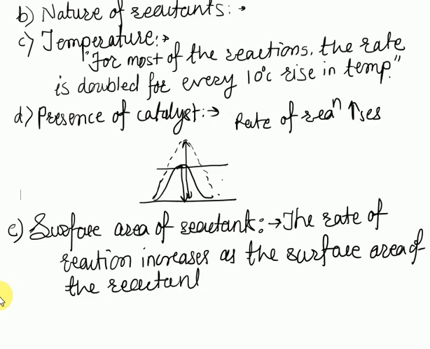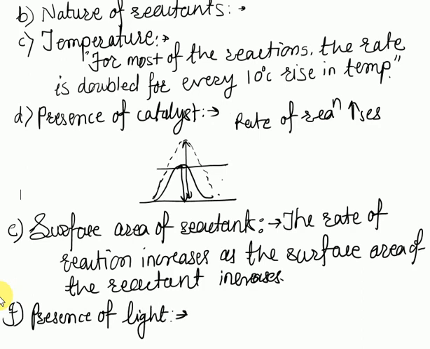And the last factor, but important, is the presence of light. The reaction rate normally becomes faster in the presence of light. Light gives the necessary activation energy for the starting of the reaction. So the presence of light increases the rate of reaction, but not for all reactions.